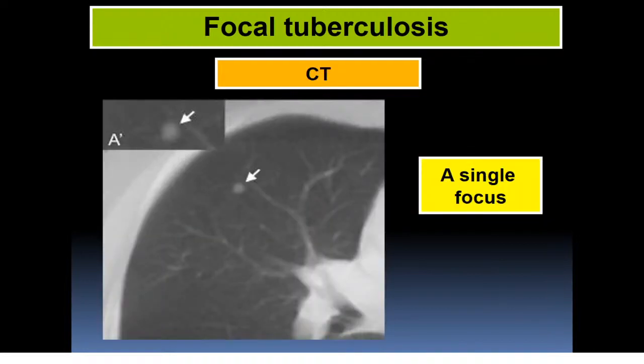On this tomography, this is one layer of CT scan. We can see a single focus in the right lung, and you can see this focus has clear contours. This is fibrosis.